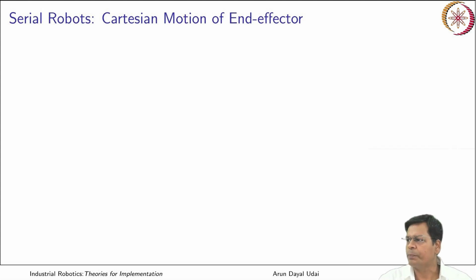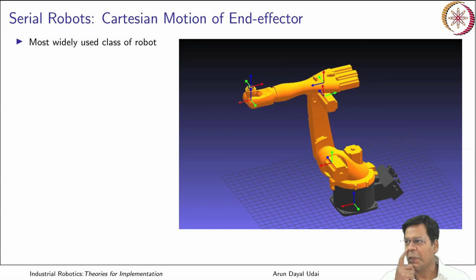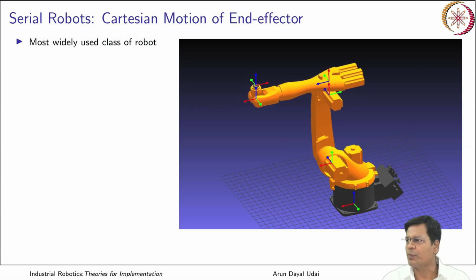Before we begin, let me start a small video that will run parallelly while I discuss serial robots. So let us start with the Cartesian motion first. It is the most widely used class of this robot. It can make almost all kinds of motion. It can make motion in Cartesian space.